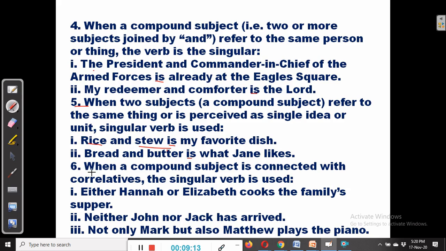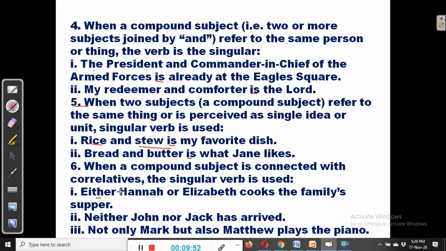Rule number 6. When a compound subject is connected with correlatives, the singular verb is used. Now, correlatives are a type of conjunction that are always used in pairs. An example is "either...or." So we look at this first example: Either Hannah or Elizabeth cooks the family's supper. You see, so either Hannah or Elizabeth cooks.